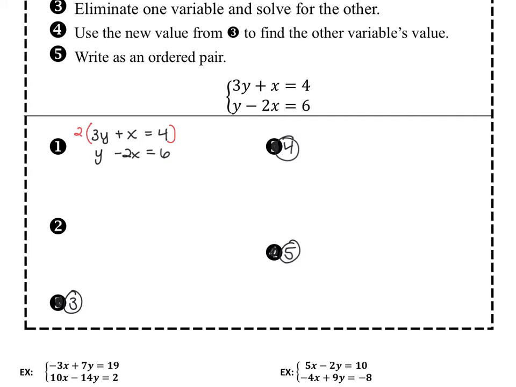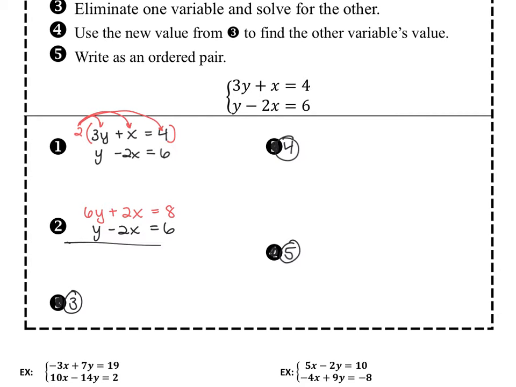Okay, so the top equation becomes 6y plus 2x equals 8. Please remember you need to multiply every term, including the answer, by that 2. Now I'm just going to rewrite the other one. We had y minus 2x equals 6.